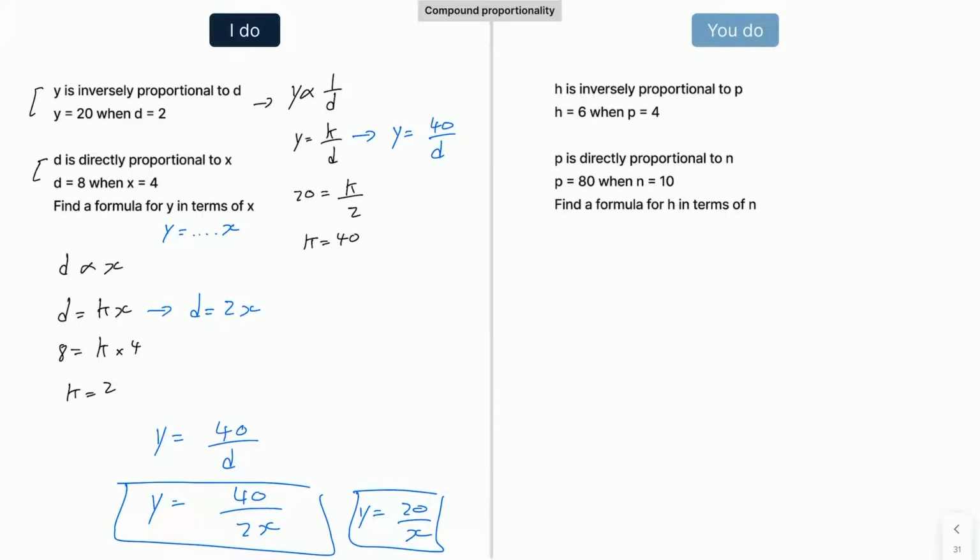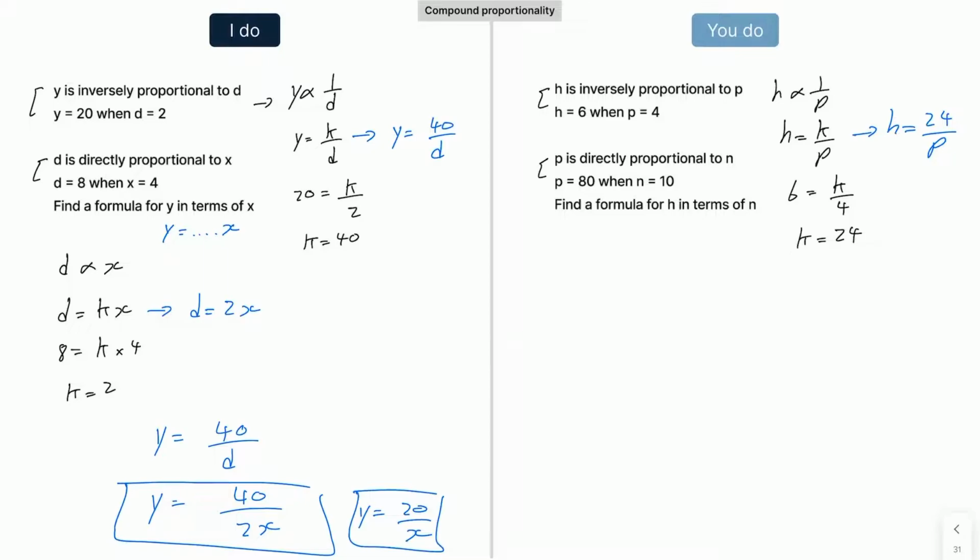So hopefully you've pressed pause and had a go at the example on the right. It says h is inversely proportional to p. So h is equal to k over p. With h, k, p, k is 6, 12, 18, 24. Now I can write this as h is equal to 24 over p. So that's done.